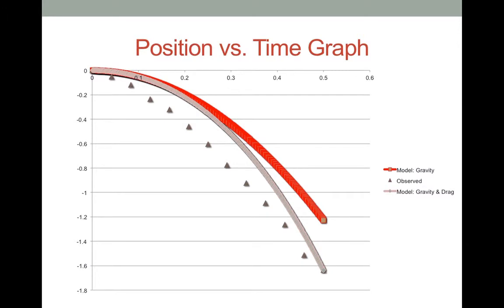Also, if the object was initially thrown downward, the terminal velocity would still be the same, but it would just reach the terminal velocity much quicker. Thus, the model that takes gravity and drag into account is a more accurate model to predict downward motion.